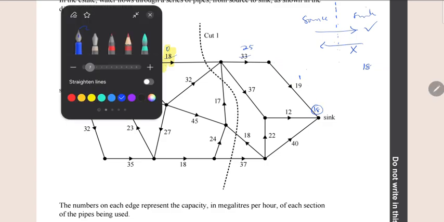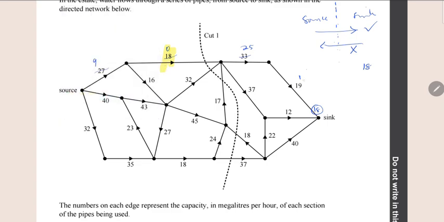And so if 1 has been reached, that'll leave me with 0 capacity here, and that'll leave me with 24 here, 31 here, 15, and 8. And so 1 has gone through.